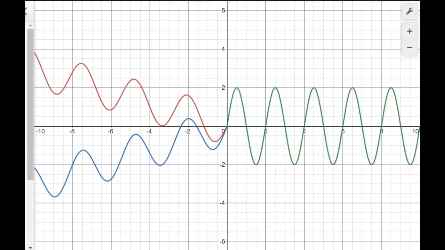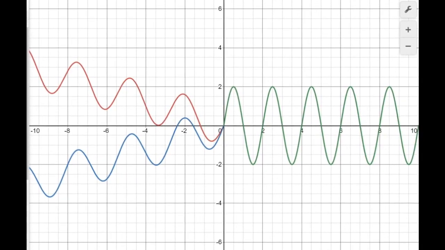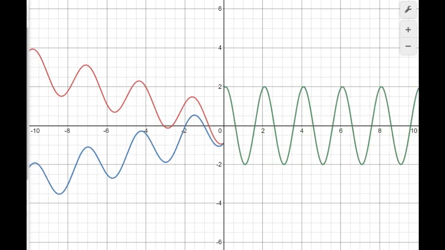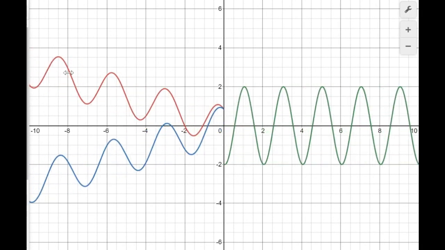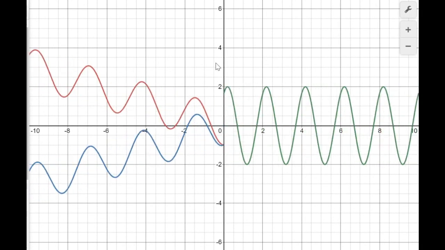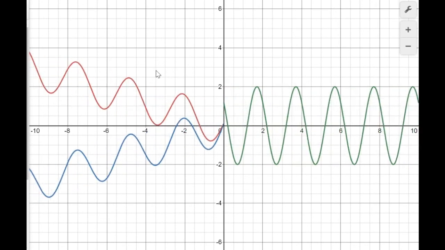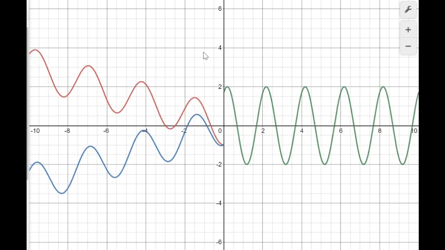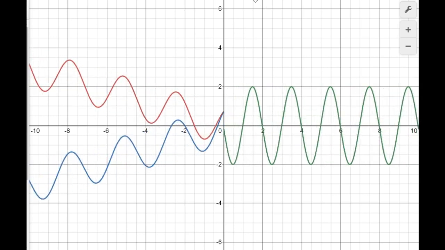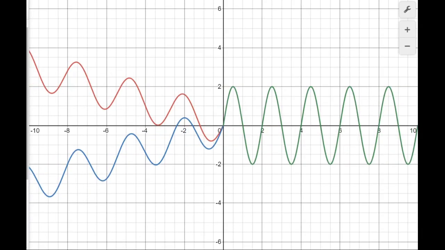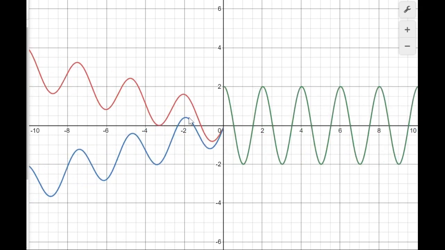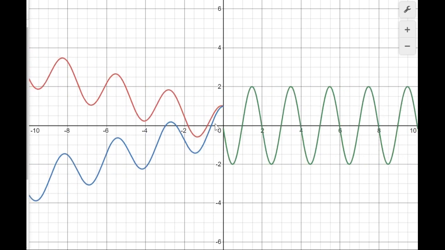Okay, now let's see how they interfere. When you have two light waves coming and they interfere, they superpose each other. By interfering with each other, I mean they superpose with each other. The two waves are superposing each other.